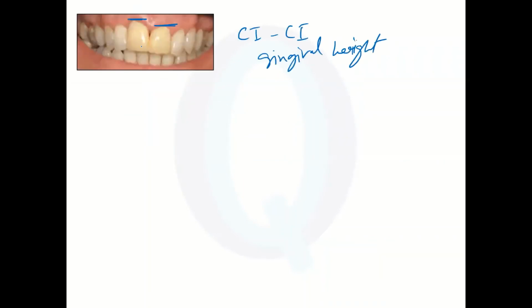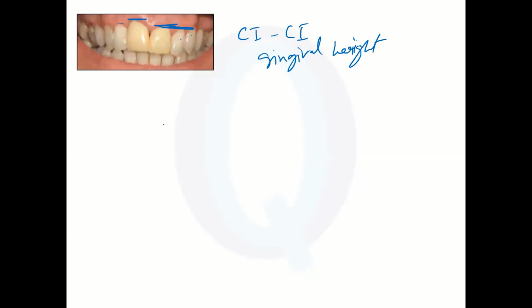Next is central incisor height. The central incisor gingival height. So this and this. In this patient, the central incisor gingival height is not fine. What is next? Next is lateral incisor to central incisor gingival height. In the same patient, you can see lateral incisor gingival height is almost similar to the central incisor height. Here there is a difference. So there should be a difference.